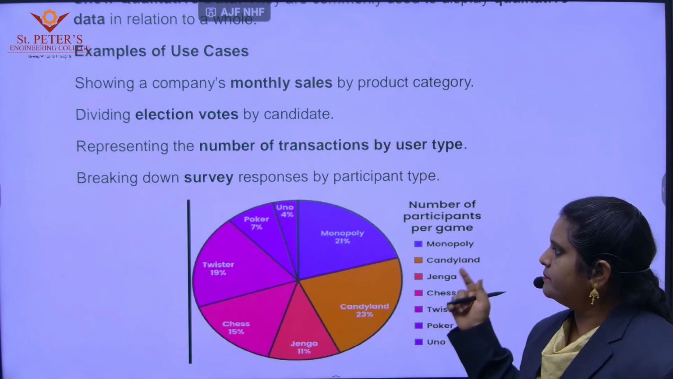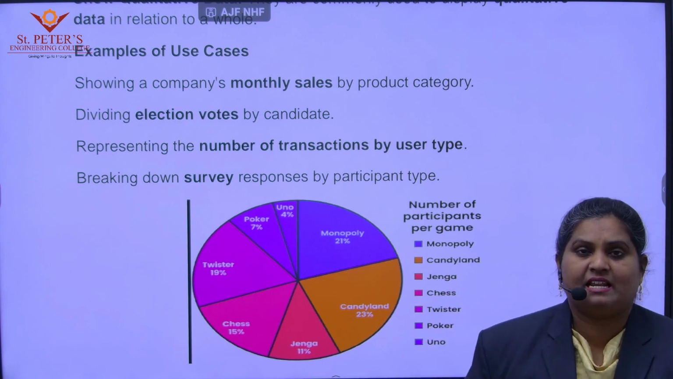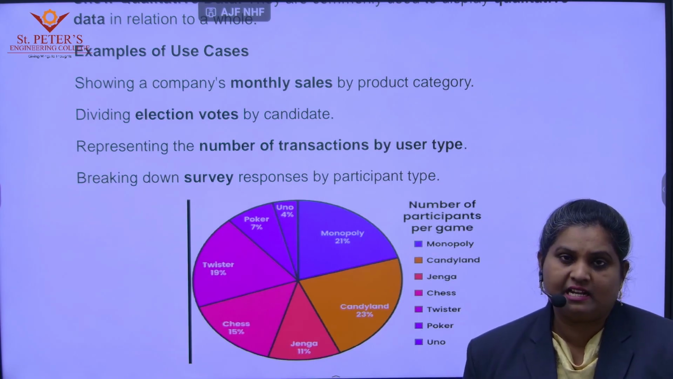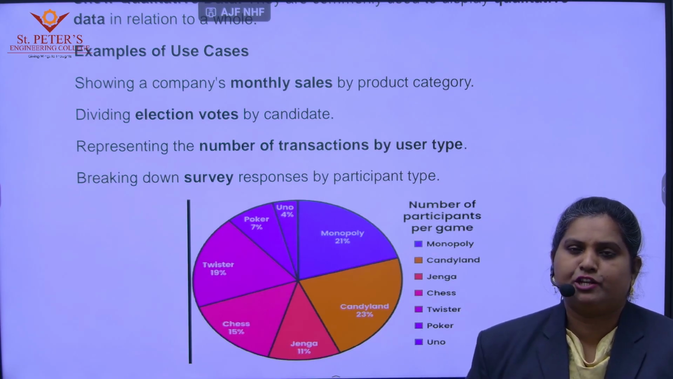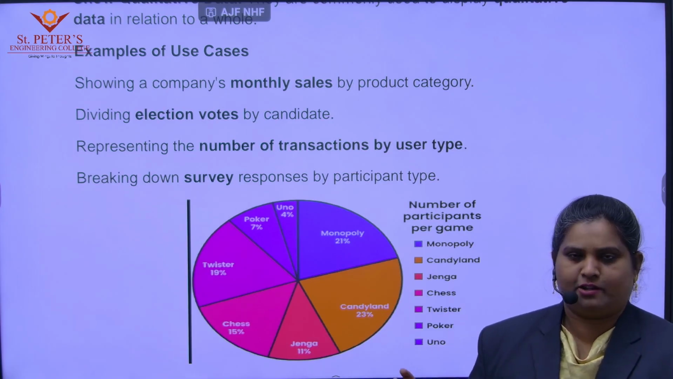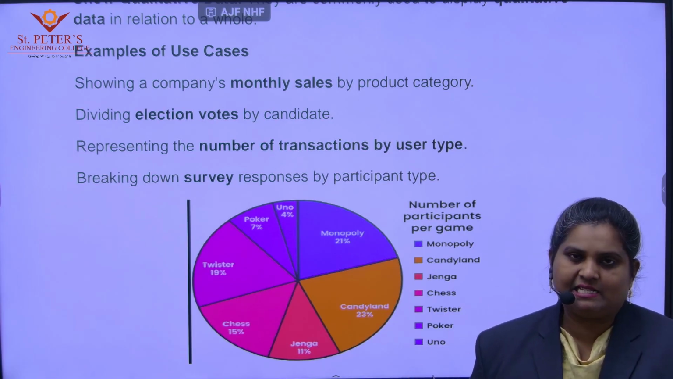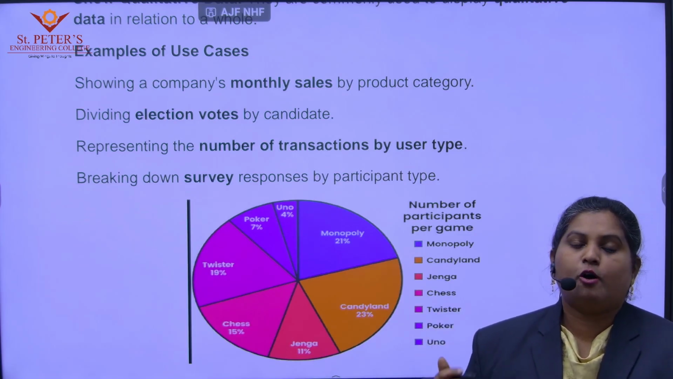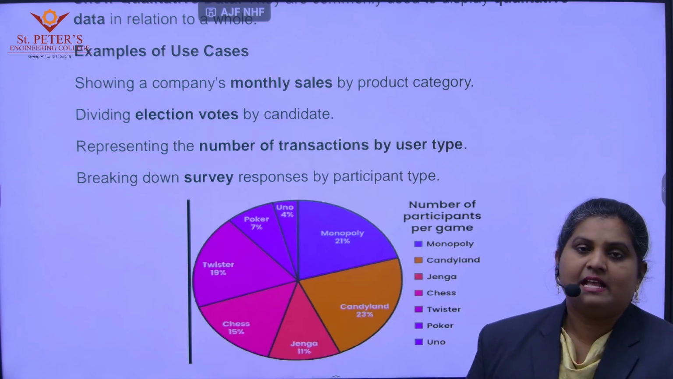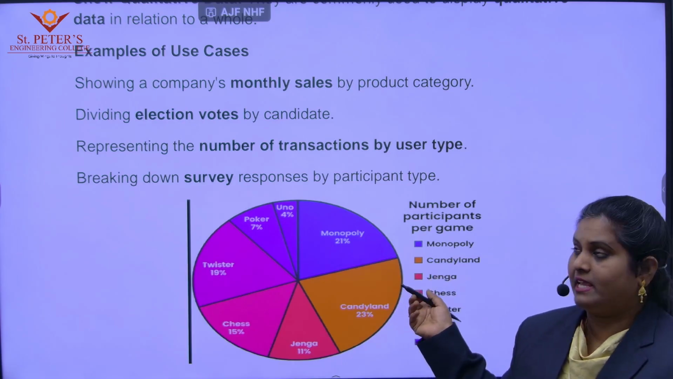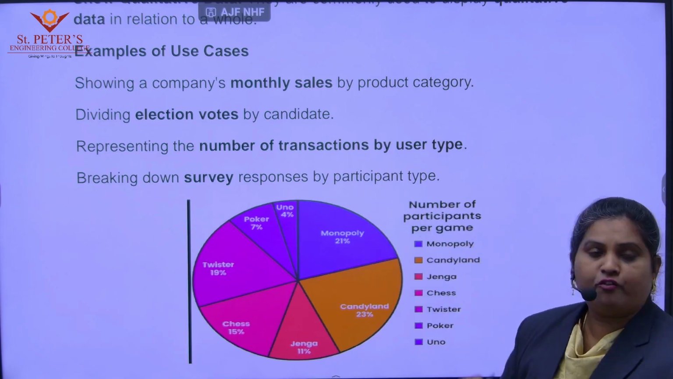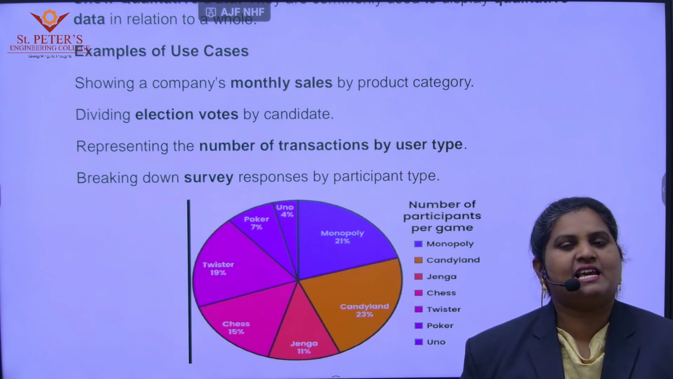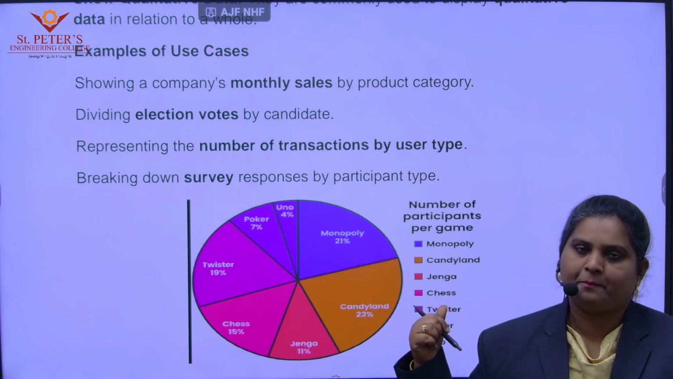A number of examples are given here, such as election votes. At the time of election results, if you observe the television news, they put up graphs so we can easily understand which party got how many votes, or how many MLA seats they got. This pie chart plays a major role at the time of election votes. We can also get clear information on monthly sales using this pie chart.